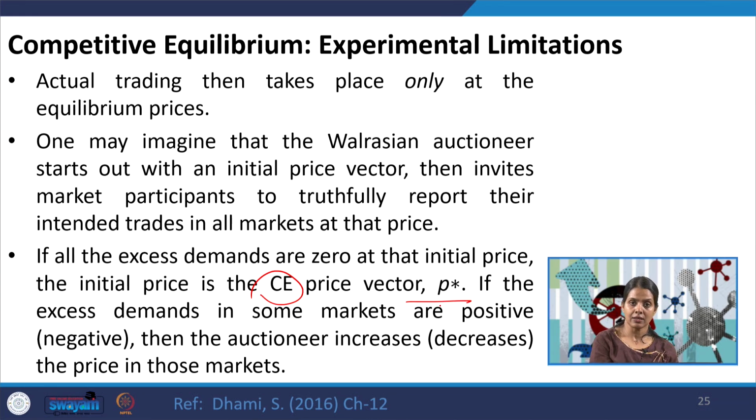If the excess demands in some markets are positive or negative, then the auctioneer increases or decreases the price in those markets. So, basically if there is positive excess demand, then the Walrasian auctioneer increases the price there. Similarly, if there is negative excess demand, then the prices are decreased there in order to reach the equilibrium. So, the whole point is that there is a Walrasian auctioneer who basically ensures that the trades are all taking place at the equilibrium price. Once the equilibrium price is reached through this kind of an intervention, then only trade takes place.